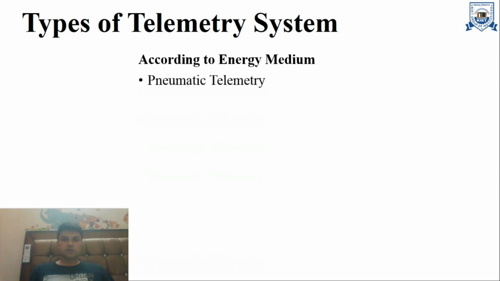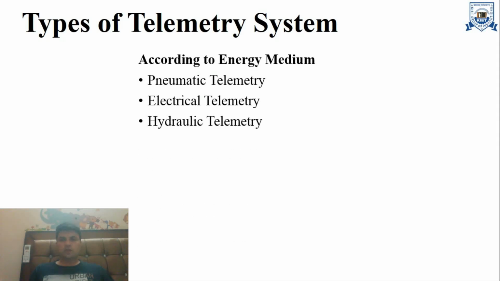Here are some types of telemetry systems. First, according to the energy medium. First is pneumatic telemetry, in which air is used for the transmission. Then electrical telemetry. In this we can use current, voltage, etc. Then hydraulic telemetry. In this we use liquid for the transmission.